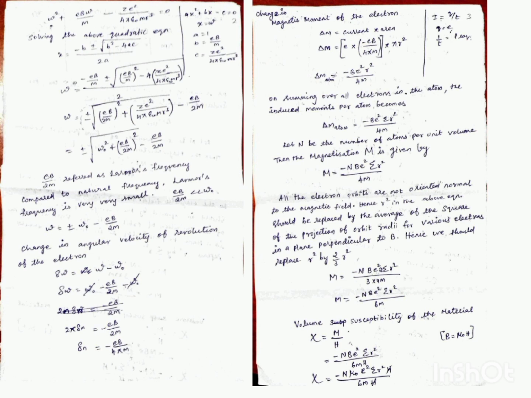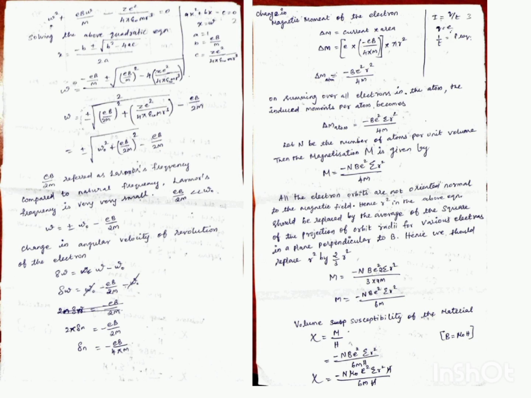r squared in the above equation, that is the last equation, should be replaced by the average of the square of the projection of the orbit radius for various electrons in a plane perpendicular to the magnetic field. So now we substitute, instead of r squared, two-thirds of r squared. After that we get the magnetic moment value as minus N B e squared summation of r squared upon 6m.